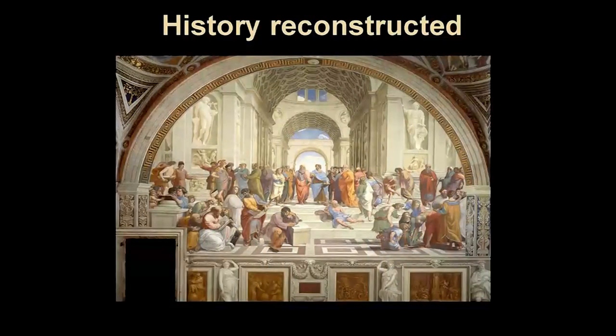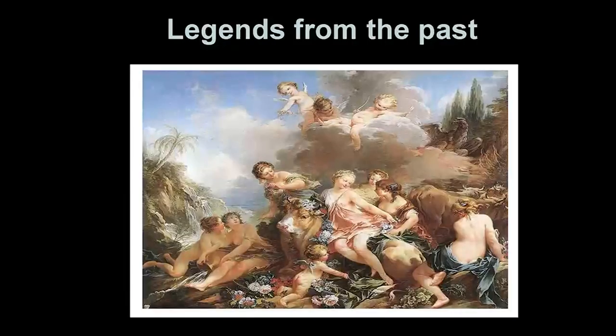So, there are a number of paintings in the Western tradition where history or a historical event or historical moment has been reconstructed, right? Like this one, The School of Athens by Raphael. Then, almost similar to mythology, there are paintings which deal with the legends from the past. But then again, done in a very realistic manner.